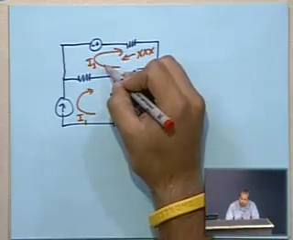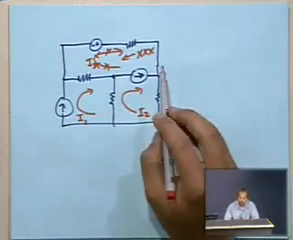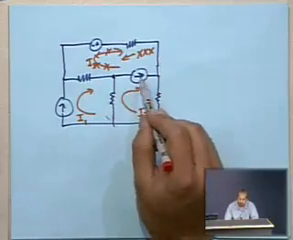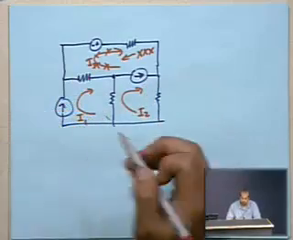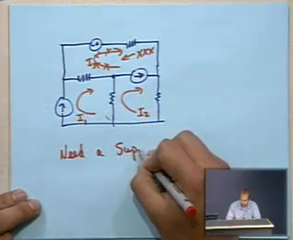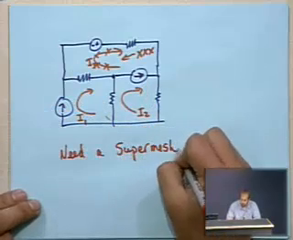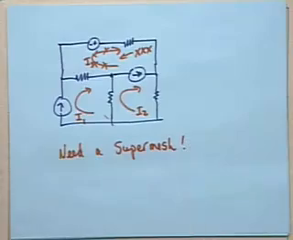And so what we need to do is find a different way to route I3 so that it doesn't run into this problem with this current source. And that's where we need a super mesh. And we'll start talking about super meshes on, I guess, next Monday. So again, pay attention.